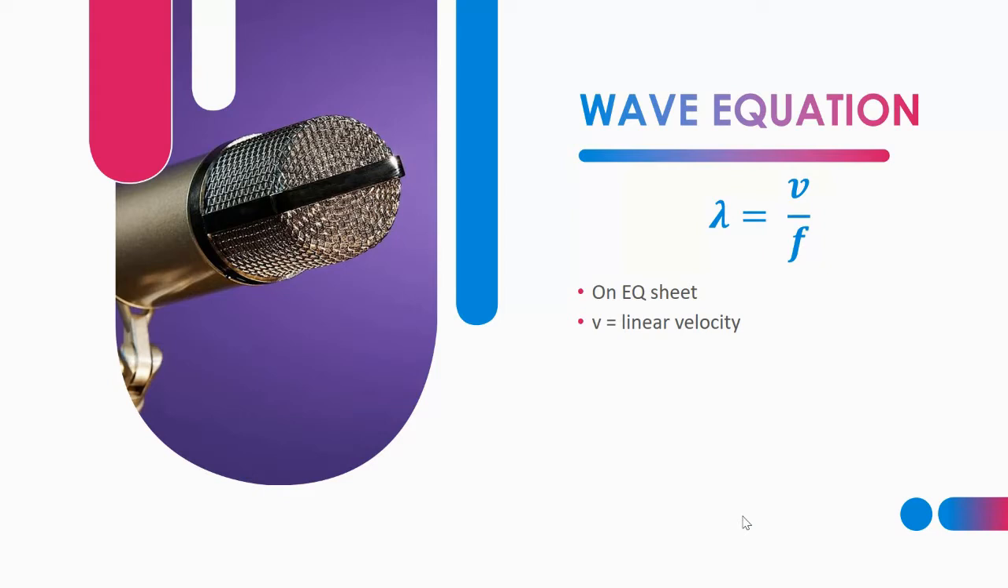We also have our wave equation, which I know you've seen before. We will be using it. It says that the wavelength of a wave is equal to its speed divided by its frequency. We will be using c instead of v since we are talking about light.